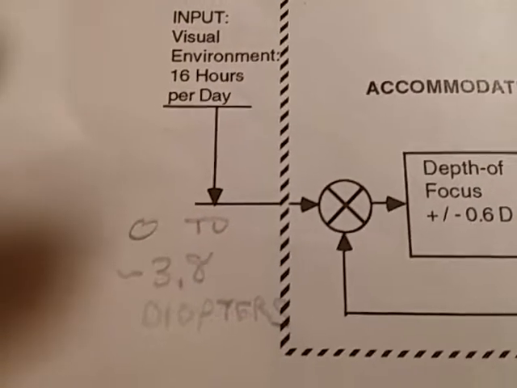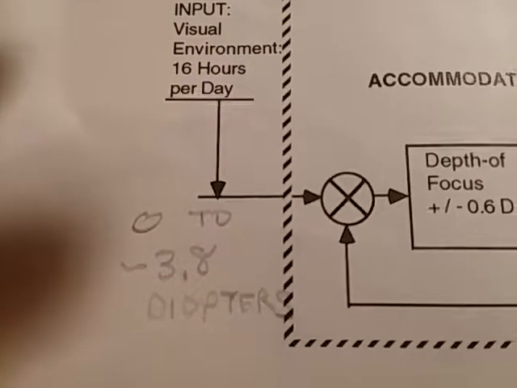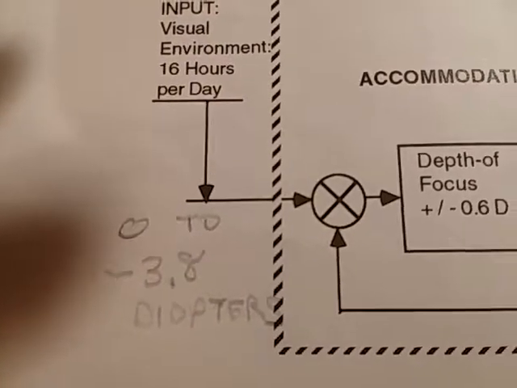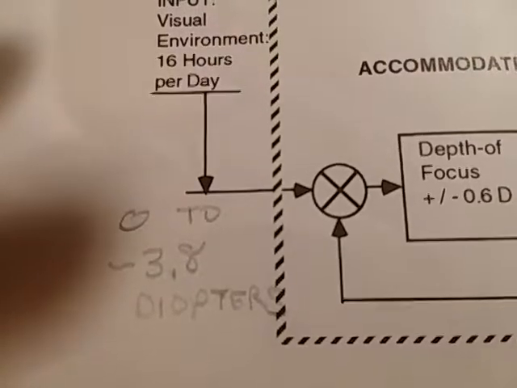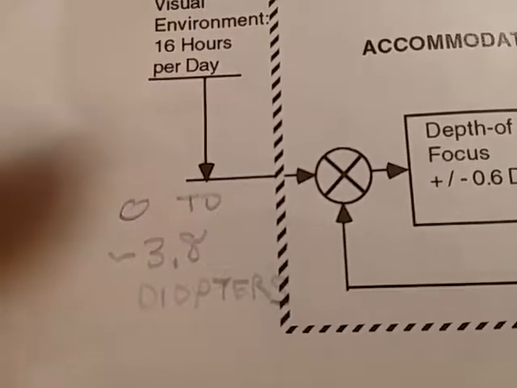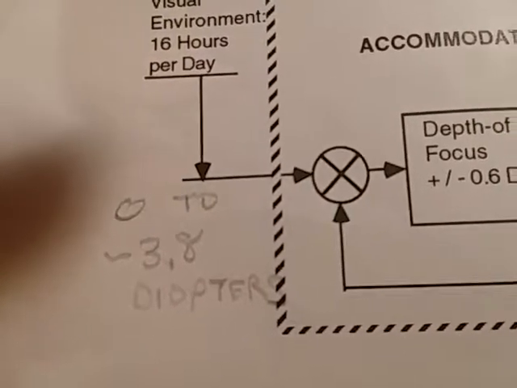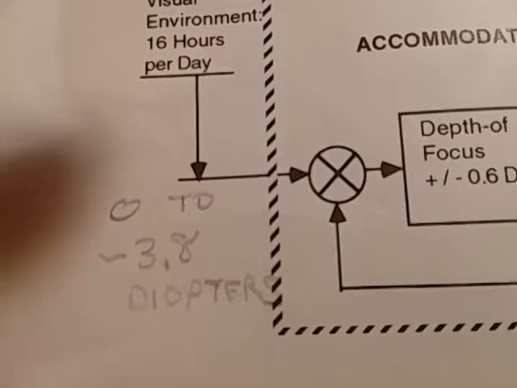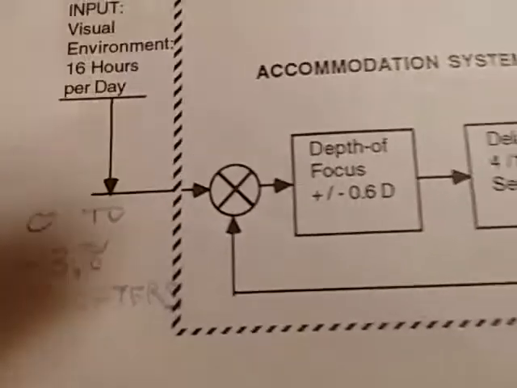Here's the input, which is what you're looking at on a 16-hour per day basis. We've idealized this by saying looking at in the distance or at about 10 inches, minus 3.8 diopters.